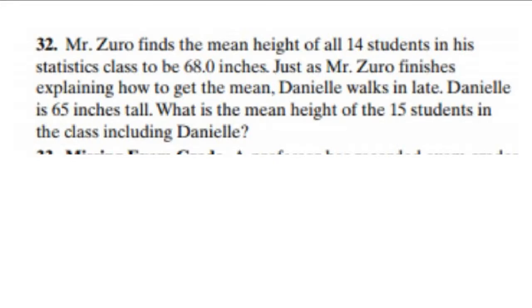So here's what happens. The mean, that was you added up all the numbers, and so that's the summation of xi over n, and n was, before Danielle arrived, 14. And this is the formula for the mean x bar. So this was 68.